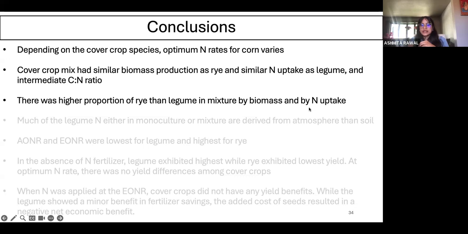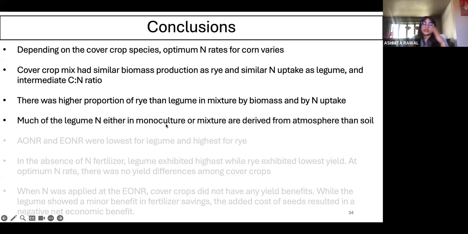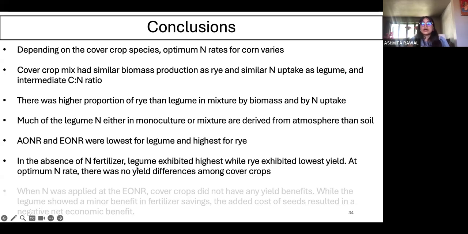And there was a higher proportion of rye than legume in the mixture, and that was true by biomass as well as by nitrogen uptake. And most of the legume nitrogen, either grown in monoculture or mixture, was derived from the atmosphere rather than soil. Agronomic as well as economic optimum nitrogen rates were lowest for legume and highest for rye, and it was true for the mixture as well. And in the absence of nitrogen fertilizer, legume had the highest, while rye had the lowest yield. And at optimum nitrogen rate, there were no yield differences among cover crops.